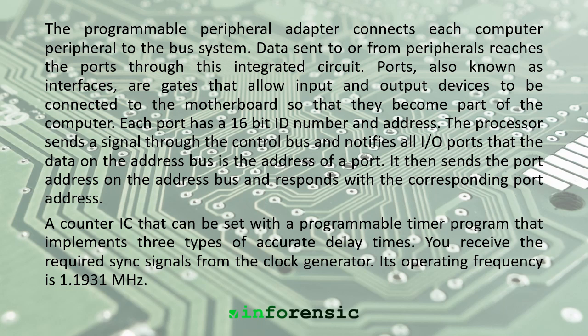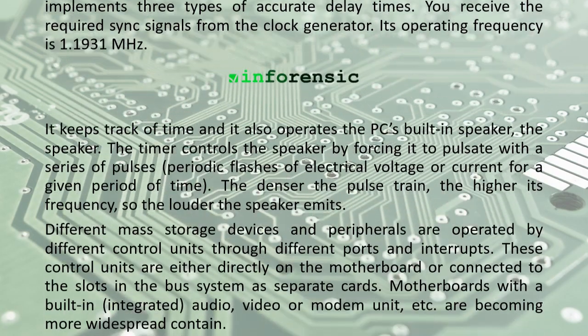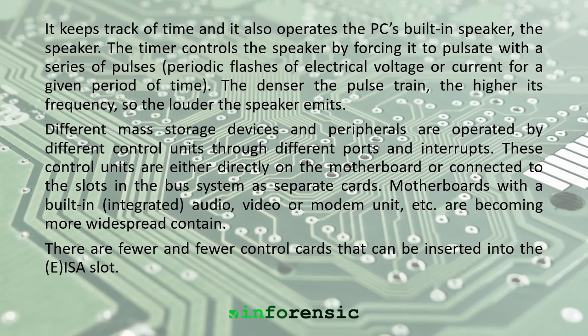A counter IC that can be set with a programmable timer program implements 3 types of accurate delay times. It receives the required sync signals from the clock generator. Its operating frequency is 1.1931 MHz. It keeps track of time, and it also operates the PC's built-in speaker. The timer controls the speaker by forcing it to pulsate with a series of pulses, periodic flashes of electrical voltage or current for a given period of time. The denser the pulse train, the higher its frequency, so the higher the pitch the speaker emits.